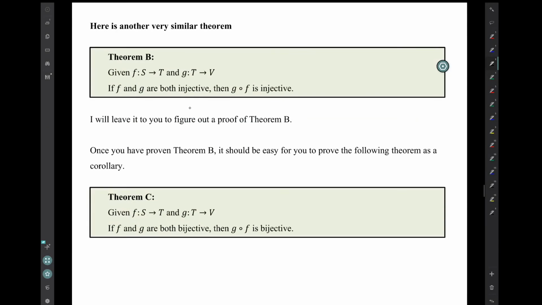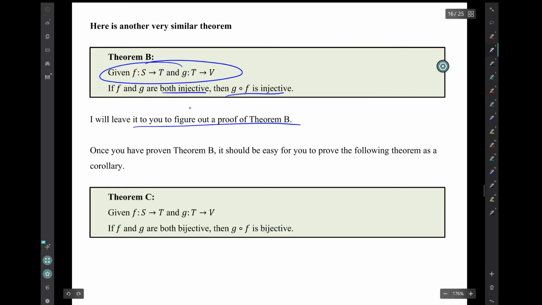Another theorem that's very similar. Suppose you have functions of that type, as illustrated in that drawing earlier, and they're both injective. Well, then their composition is injective. I'll leave it to you to figure out how that's proven. It's a similar kind of thinking.